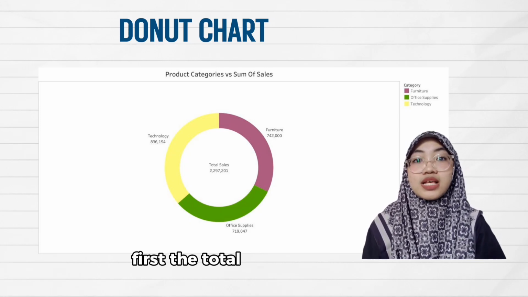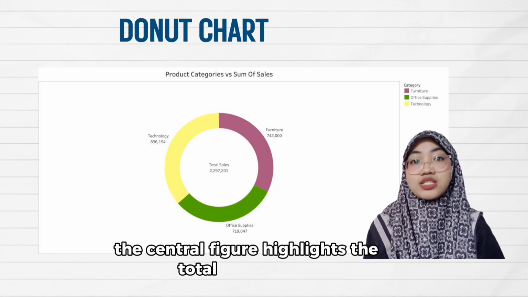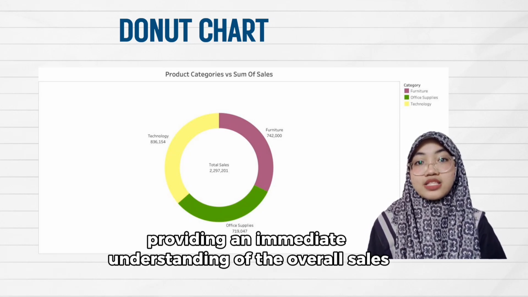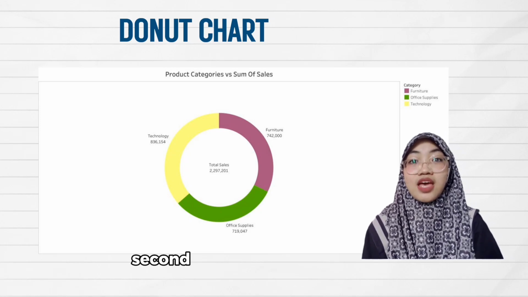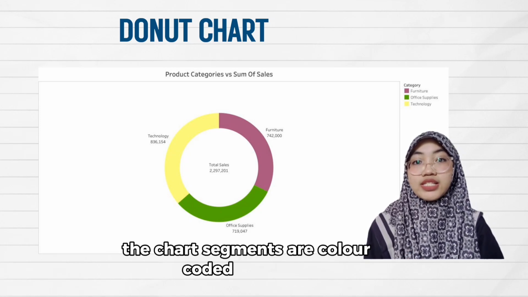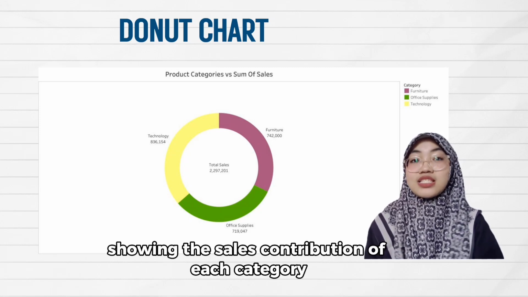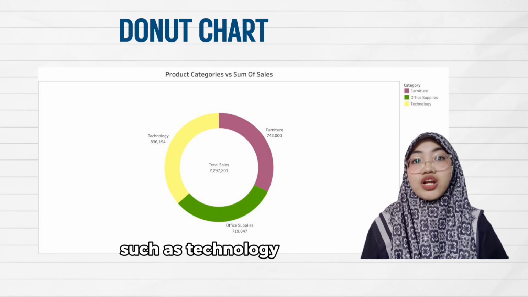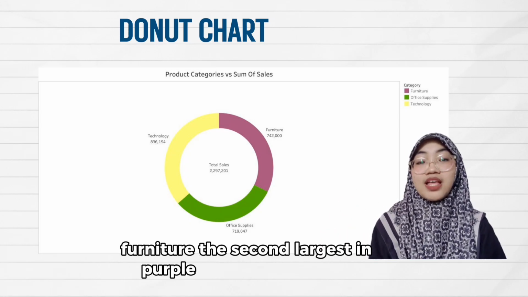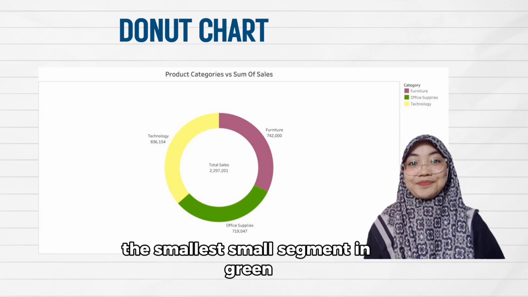First, the total sales overview. The center figure highlights the total sales amount, providing an immediate understanding of the overall sales performance. Second, category breakdown. The chart segments are color-coded and labeled, showing the sales contribution of each category, such as technology, the largest segment in yellow, furniture, the second largest in purple, and office supplies, the smallest segment in green.